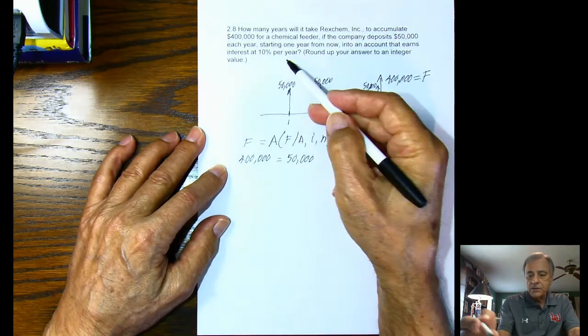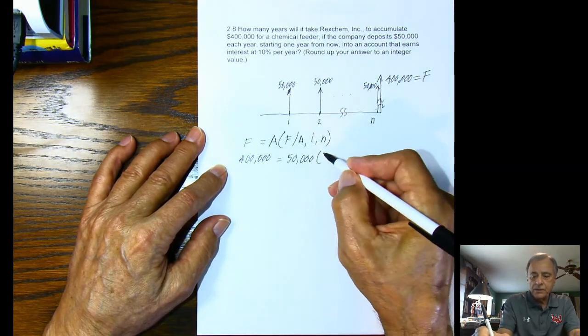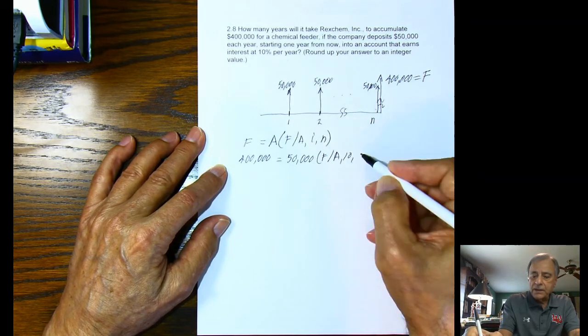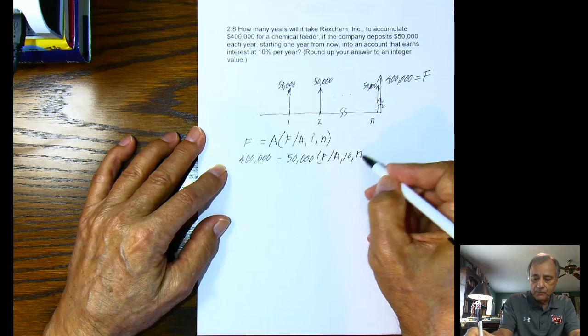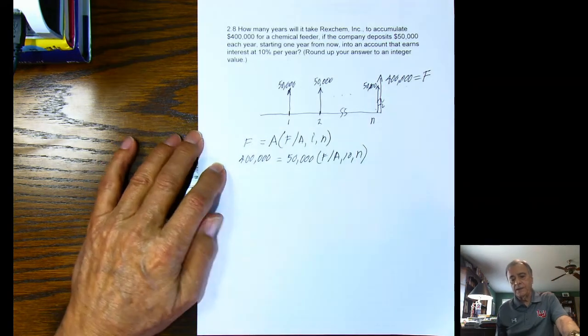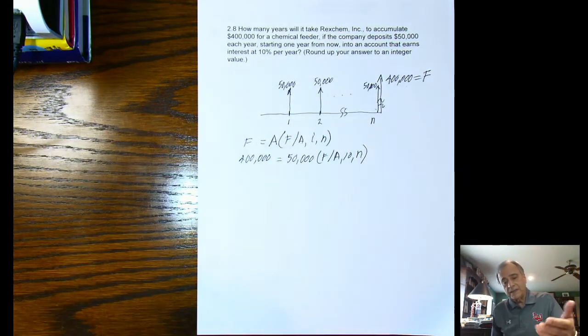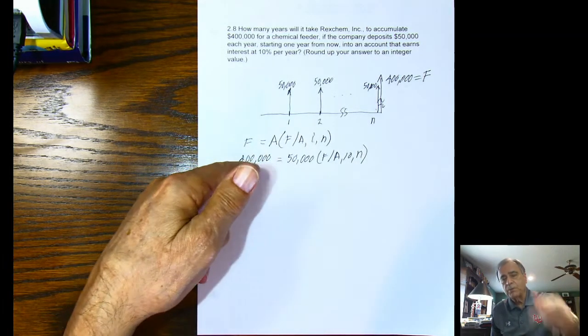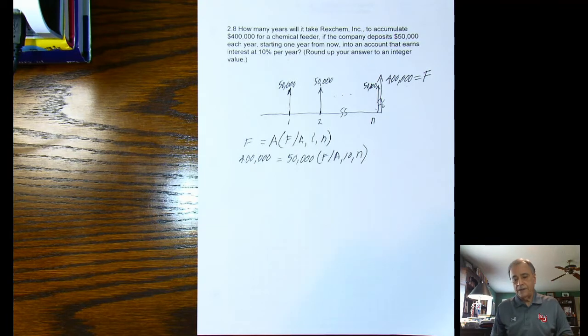We know the interest rate is 10% per year, so we'll say F given A, 10%. What is unknown is n. What makes this equation actually not exactly equal, but at least makes the right-hand side just greater than the left-hand side, means we've accumulated at least $400,000. We're going to have to solve this one by trial and error because that's kind of a complicated formula to solve for n.